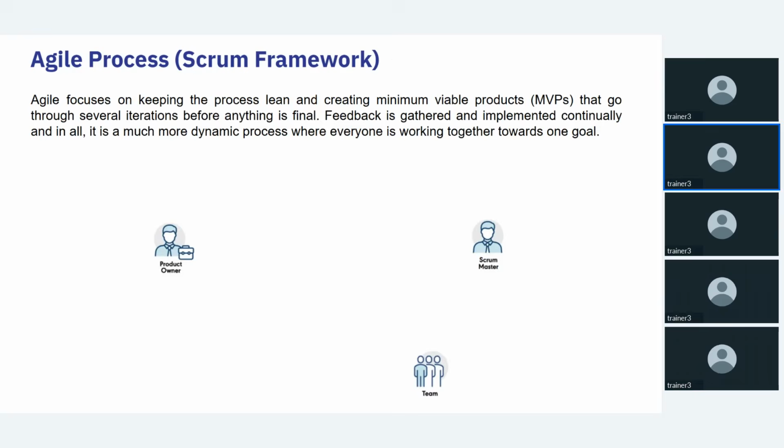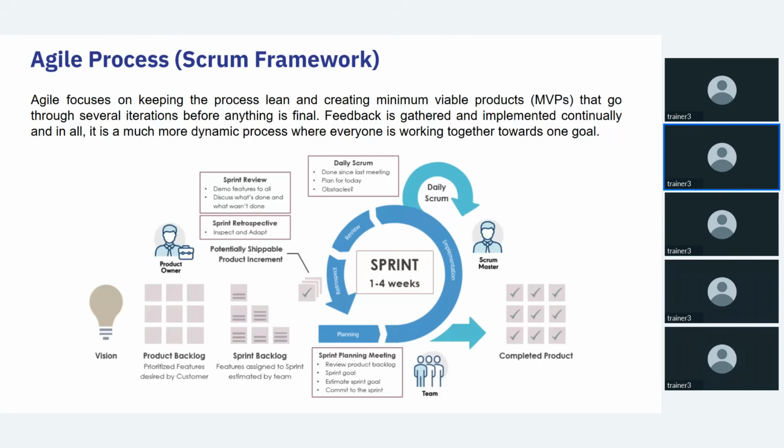So the Scrum framework. We'll discuss the Scrum framework first. Agile focuses on keeping the work continuous and creating a minimum viable product that goes through several iterations before anything is final. Okay, it iterates on feedback continuously, a much more dynamic process where everyone is going to work.